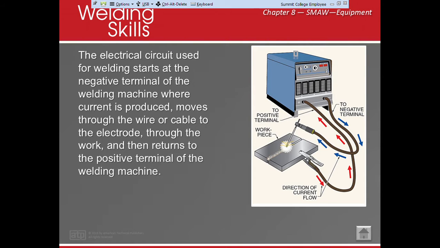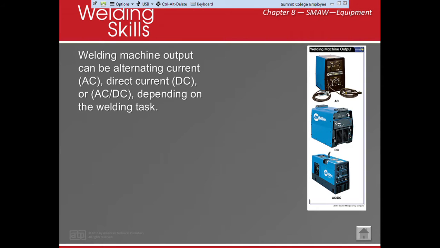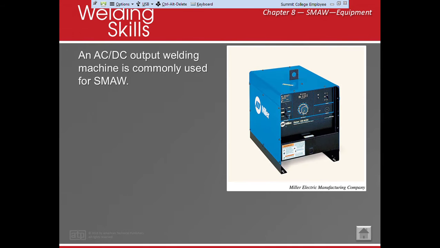All right, so we understand that we create a current and we actually close a circuit. Once we close that circuit, it creates resistance and heat, and then it melts our stuff. All right, so we know that our welding machine can be AC, DC, or AC-DC, depending on what we're working with, the type of material, including the type of rod. A transformer rectifier is most commonly used because it gives us the smoothest, most consistent arc.